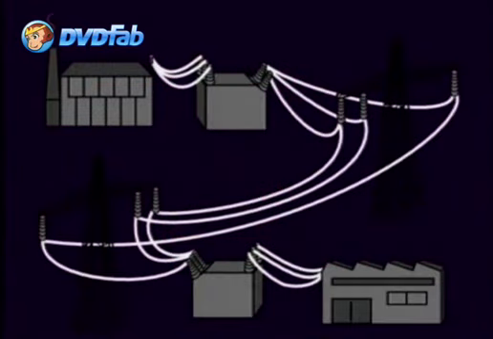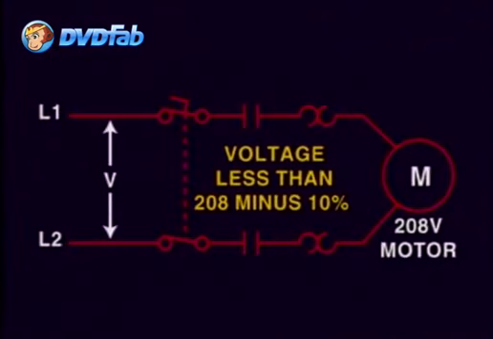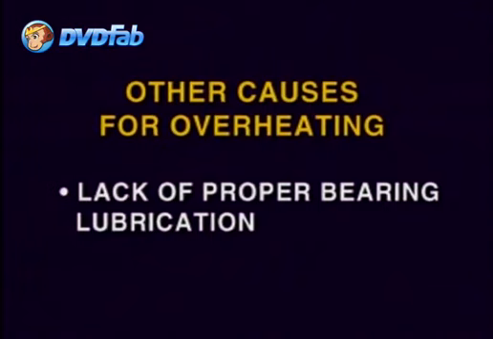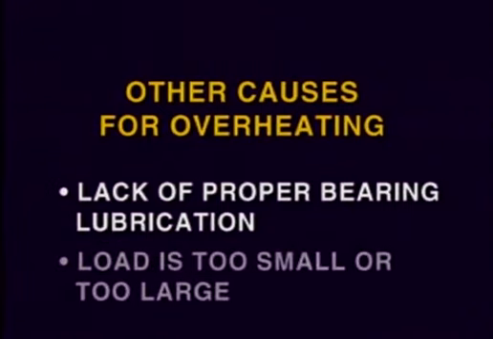Like in the case of a three-phase, a low voltage in the plant can also create an increase in current intake by the single-phase motor, thus also resulting in an increase in temperature. Lack of proper lubrication in the motor bearings or at the load can also contribute to overheating. If the motor has not been properly sized, being either too small or too large for the load can also create overheating in the motor.